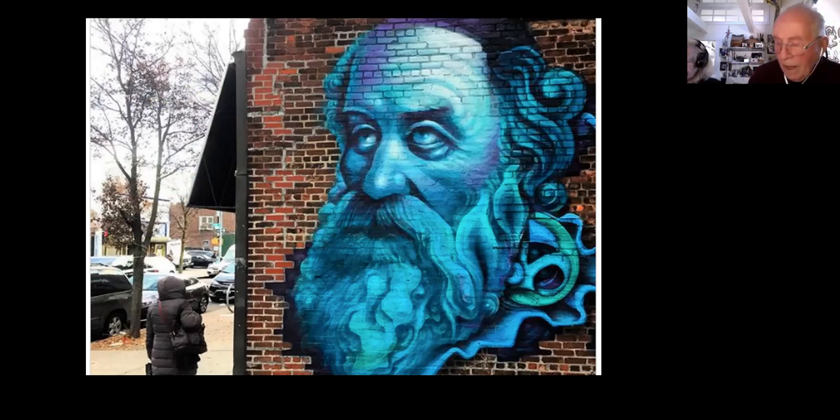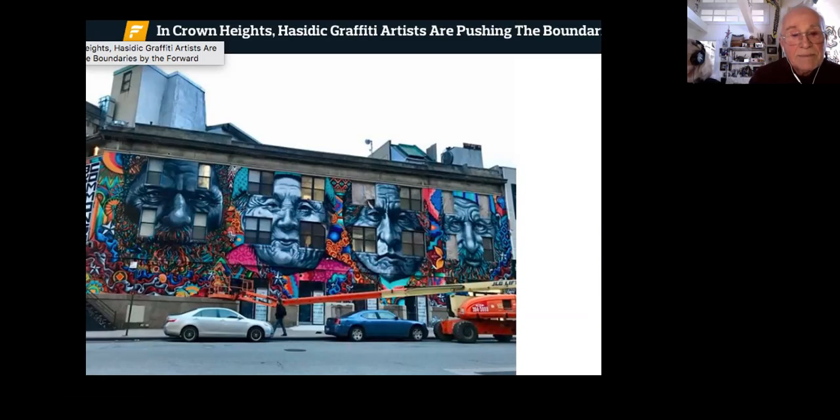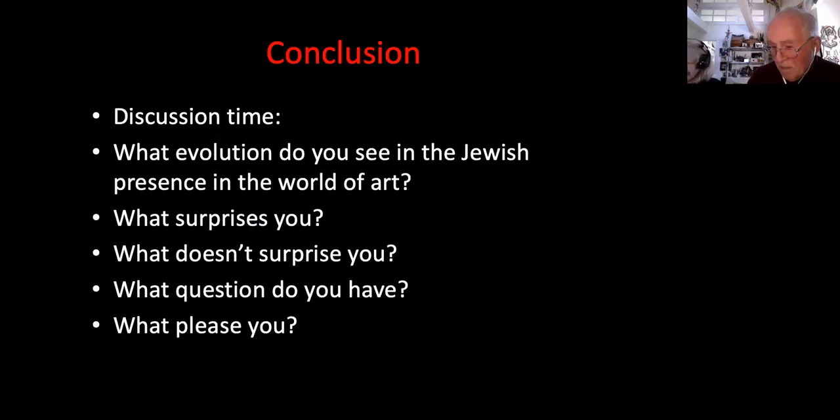This is in which community? It's in Brooklyn, I think. That hasn't been whitewashed over. I mean, this is apparently in their community, and it's an image which they permit. Next. In Crown Heights, and you can see the boom of the person who was painting this building. That's striking to me that it would happen.